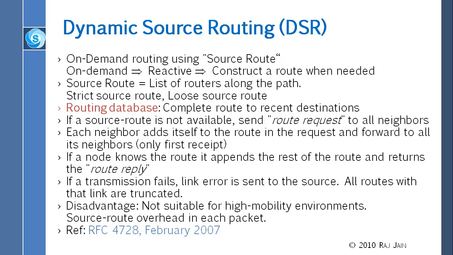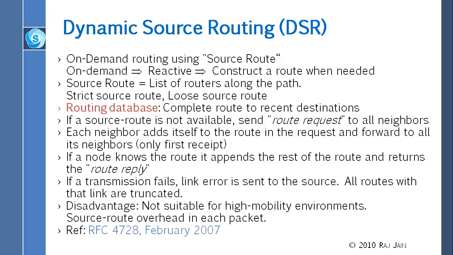So, the routing database. Basically each node keeps a routing database which is a complete route to each destination. For all the destinations it has sent to, it keeps a list, and if some destination is on the list, then no problem, you just use that source route. Otherwise you send a route request to all neighbors. Now this is a reactive scheme in the sense that it doesn't do anything before the route is required.